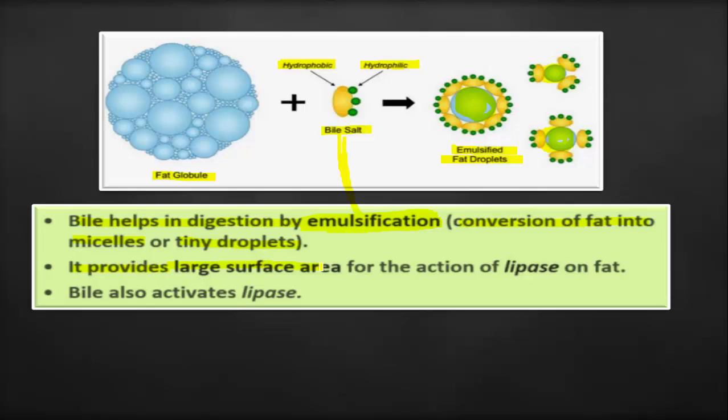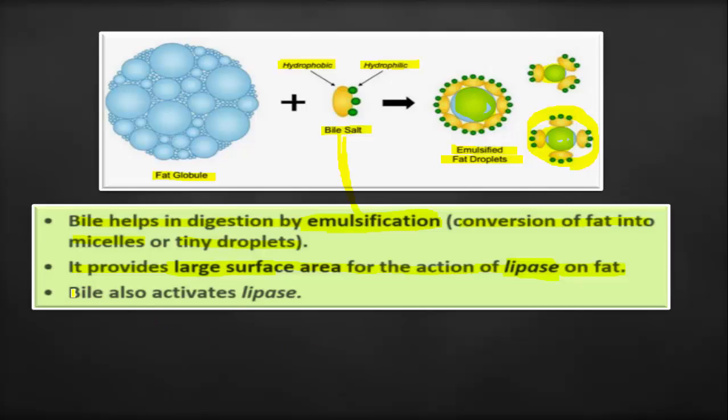Emulsification provides a large surface area for the action of lipase on the fat. So all these are the open parts where the enzyme can act on the small emulsified fat globule, and further it will finally be converted into fatty acid and glycerol. The emulsification provides a large surface area for the action of lipase, and lipase is nothing but an enzyme acting on the lipids. For this reason only, the fat molecule is emulsified with the help of bile salts.